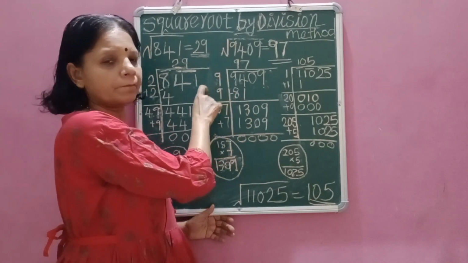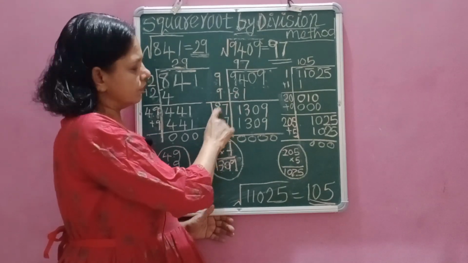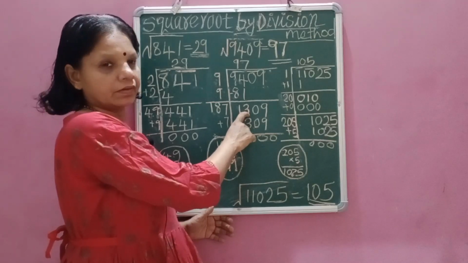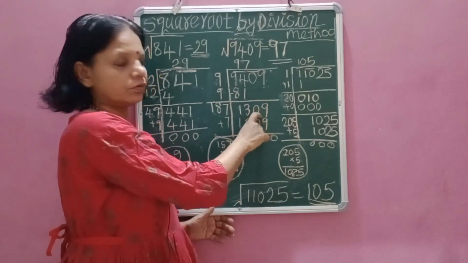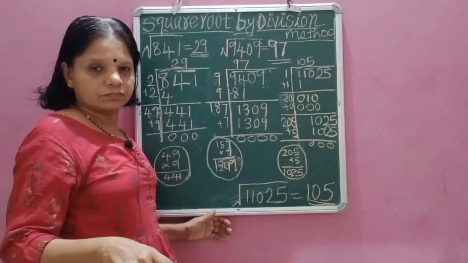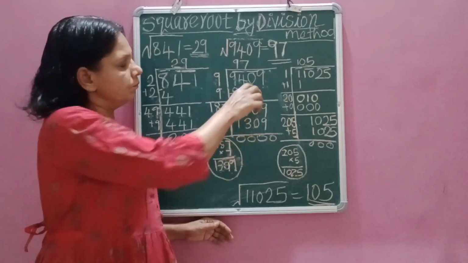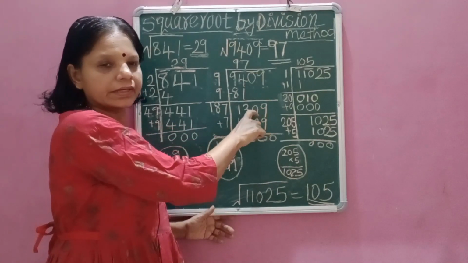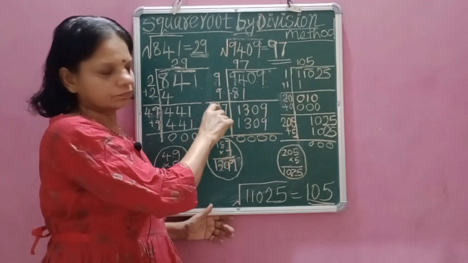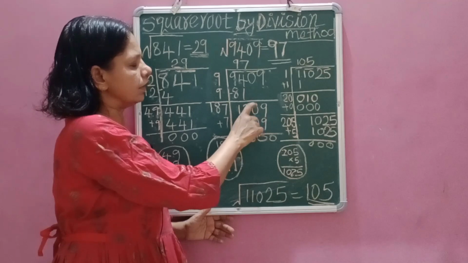Here what to do? Plus. 9 plus 9, 18. 13 we got on subtracting. Bring the next pair. You cannot bring one digit down, here all pairs. Clear? Bring the next pair down, that is 09. So the new number we got, the remainder, is 1309.